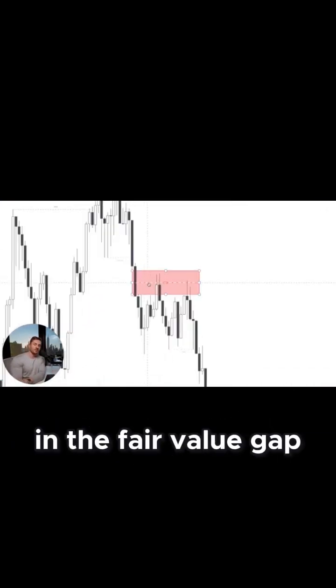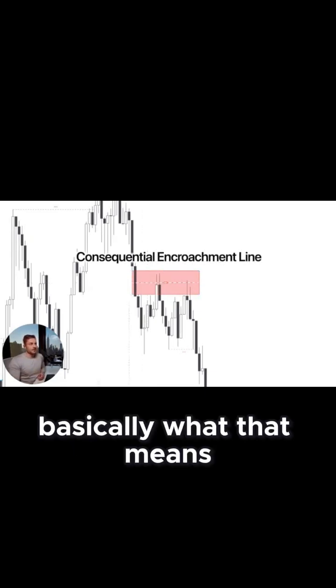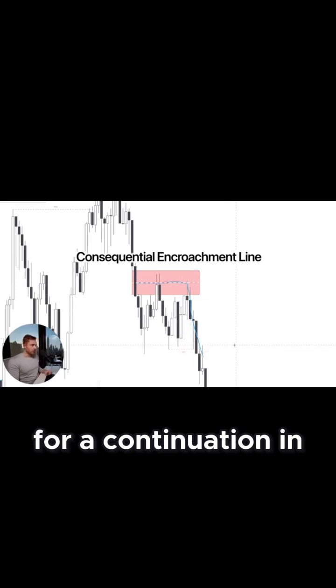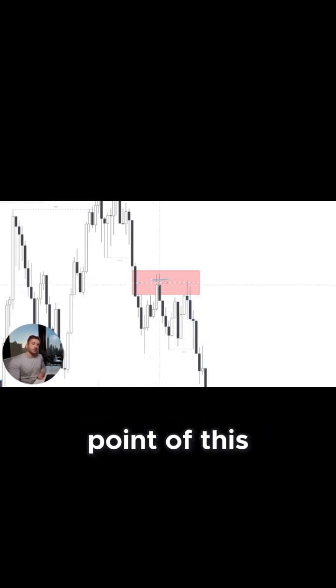Something to also take note of is this midpoint zone in a fair value gap. It's also often referred to as the consequent encroachment. And basically what that means is, if we want to consider this area a respected area for a continuation in the trend, we don't want these candles to close beyond the midway point of this fair value gap.